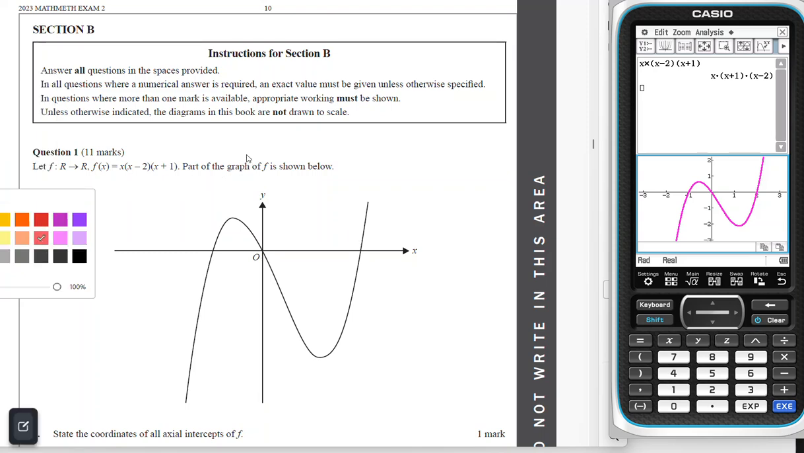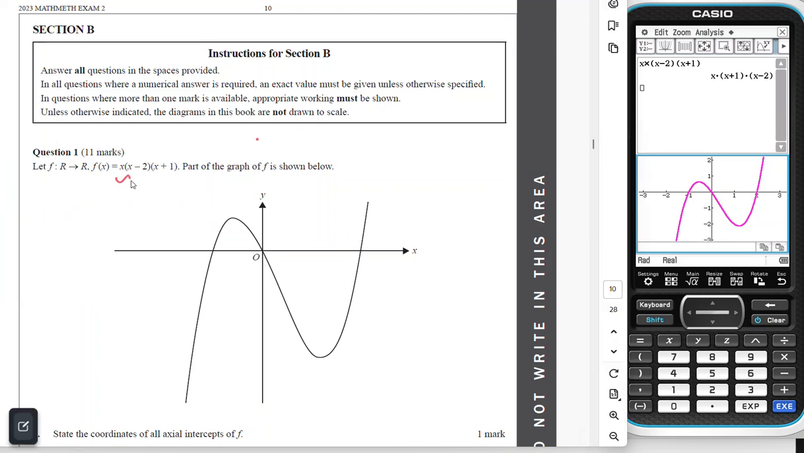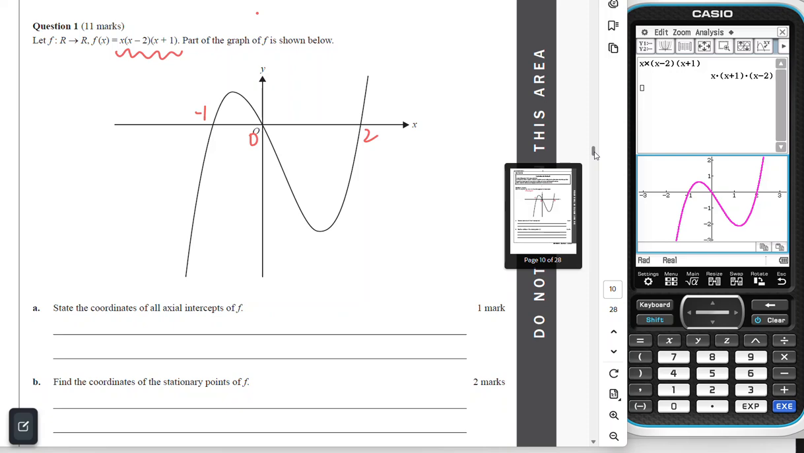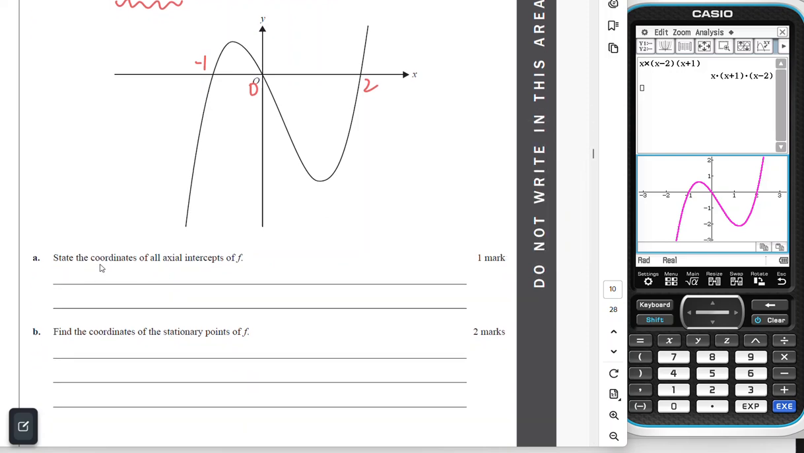Okay, this is question number 1. So we have this graph, this cubic has been drawn for us. Therefore, that's at 0, that's at -1, and that x-intercept is at 2. State the coordinates of the axial intercepts. Okay, the coordinates. So, (-1, 0), (0, 0), and (2, 0).